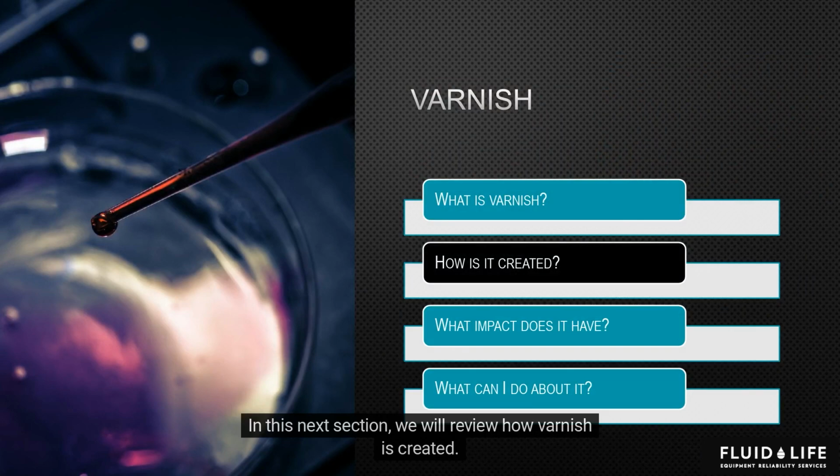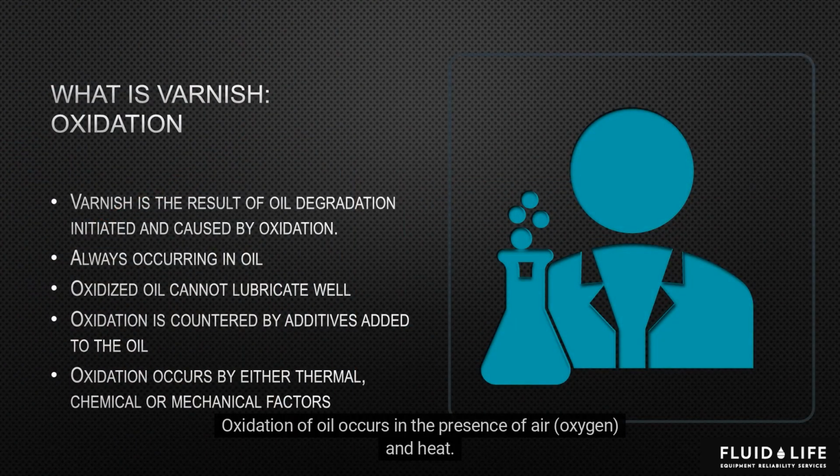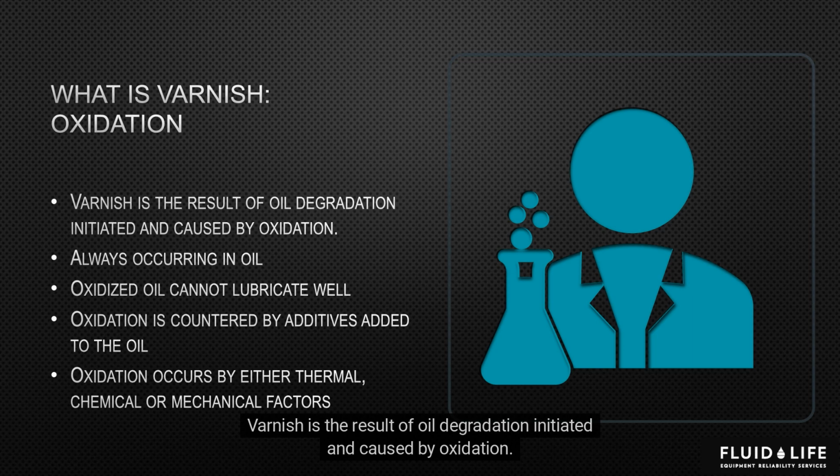In this next section, we will review how varnish is created. Oxidation of oil occurs in the presence of air, oxygen, and heat. Varnish is the result of oil degradation initiated and caused by oxidation.